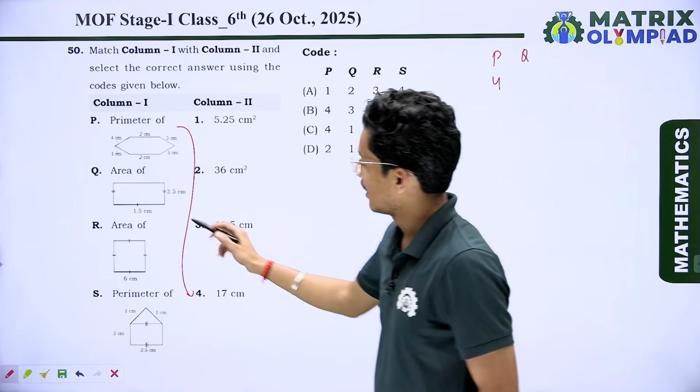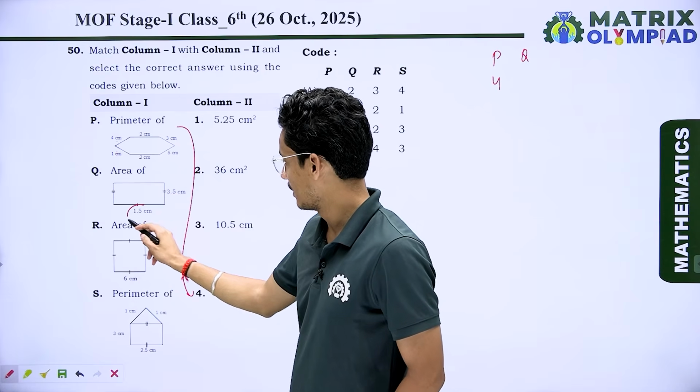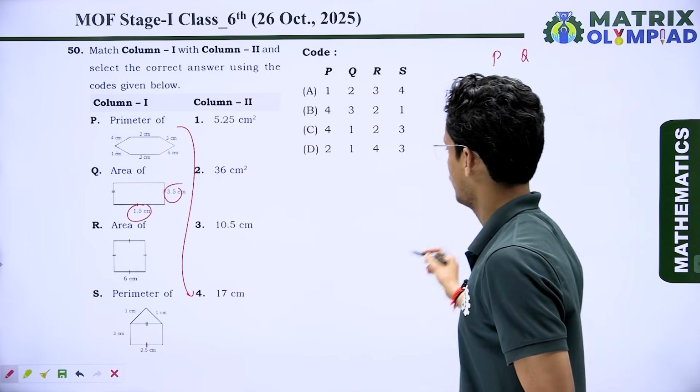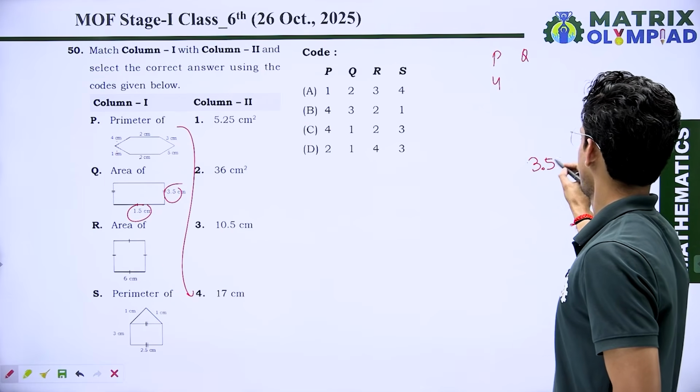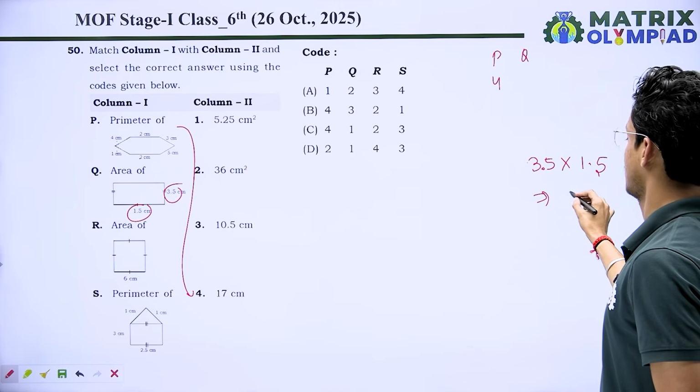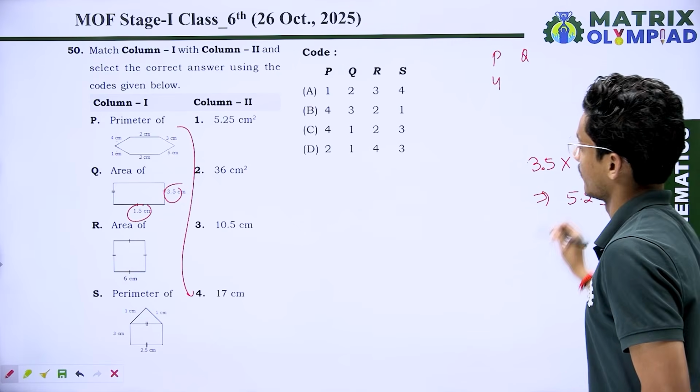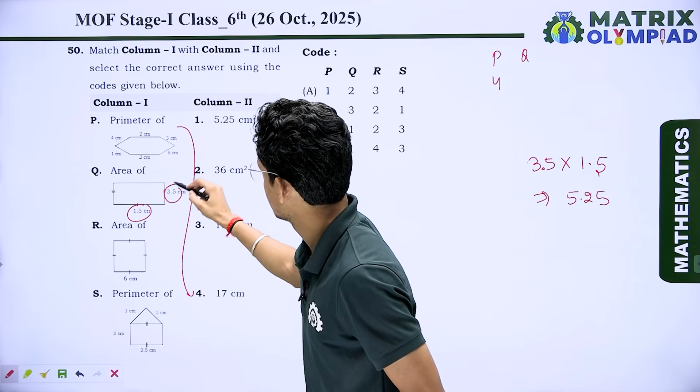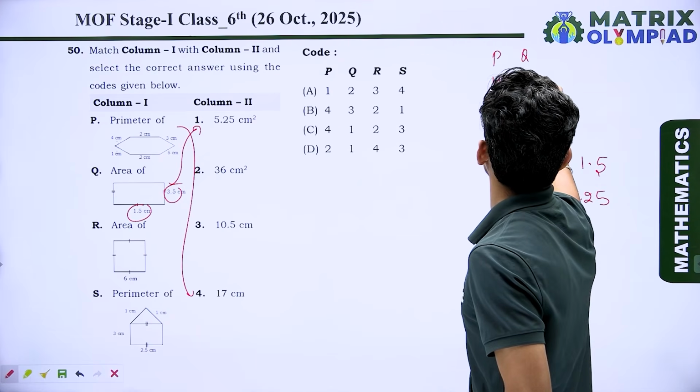Next, Q. Area of this. So area we know, length multiply breadth. So here we have 3.5 multiply by 1.5. When we solve, we can get 5.25. It means Q is connected to 1. So I can write here Q is connected to 1.